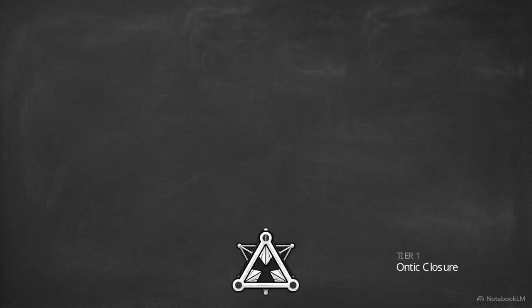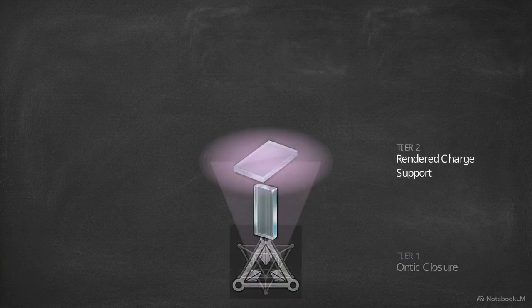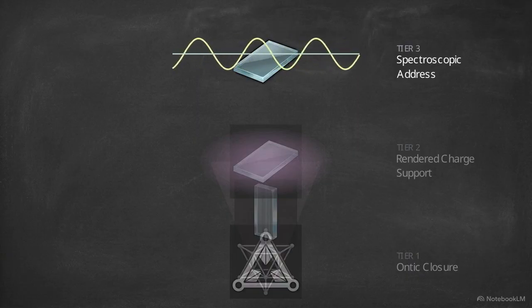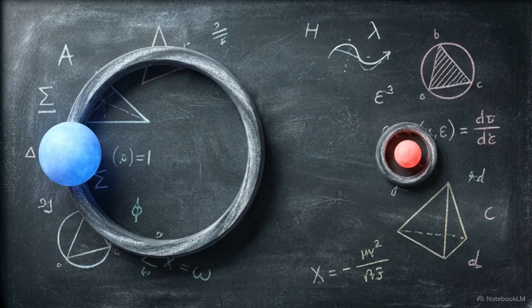Tier 1 is ontic closure, the discrete topological arrangement of the proton eigenmode. Tier 2 is rendered charge support, the continuous density cloud detected by electromagnetic probes. Tier 3 is the spectroscopic address, the external wavelength used to interrogate the atom. This structure explains the difference between muonic and ordinary hydrogen measurements.